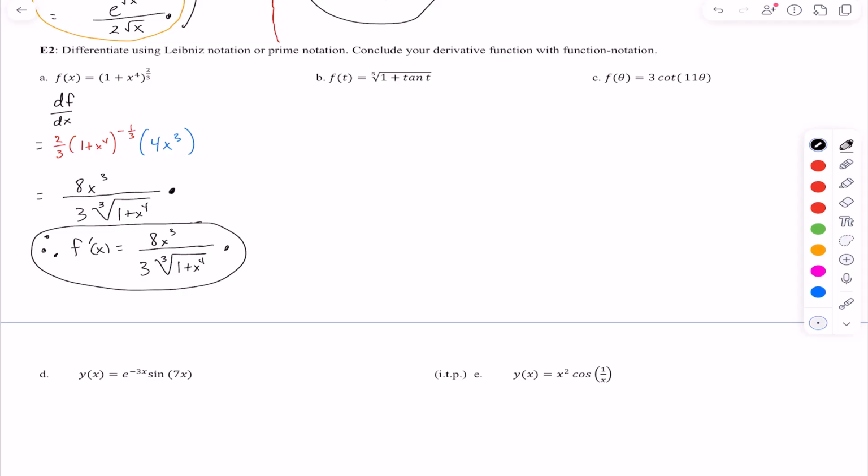Keep in mind when you're writing Leibniz notation, make sure you're able to read this out loud. You're trying to say the derivative of f with respect to t is the product of two rates or the product of two derivatives. As long as it is the chain rule here, you'll see that it is the product of two derivatives.